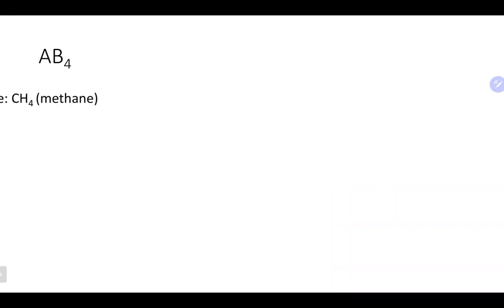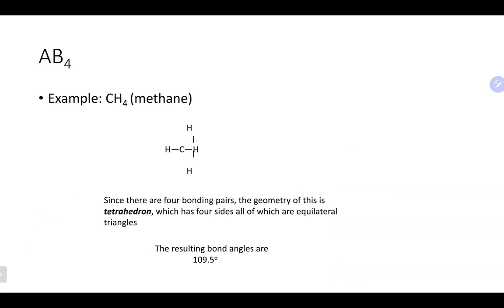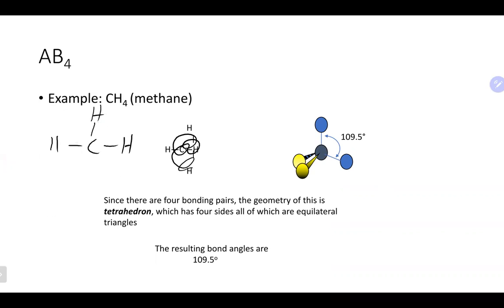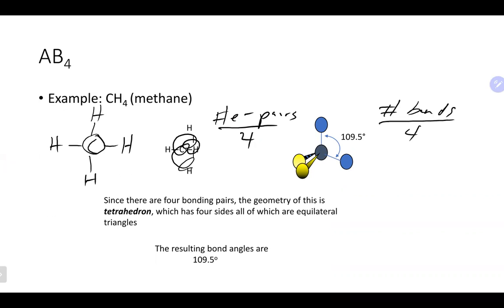The next example is a central atom where we actually have it messed up. Let me redraw that a little bit better. All right, so looking at our central atom here, the number of electron pairs is going to be 4. The number of bonds is also, in this case, going to be 4.